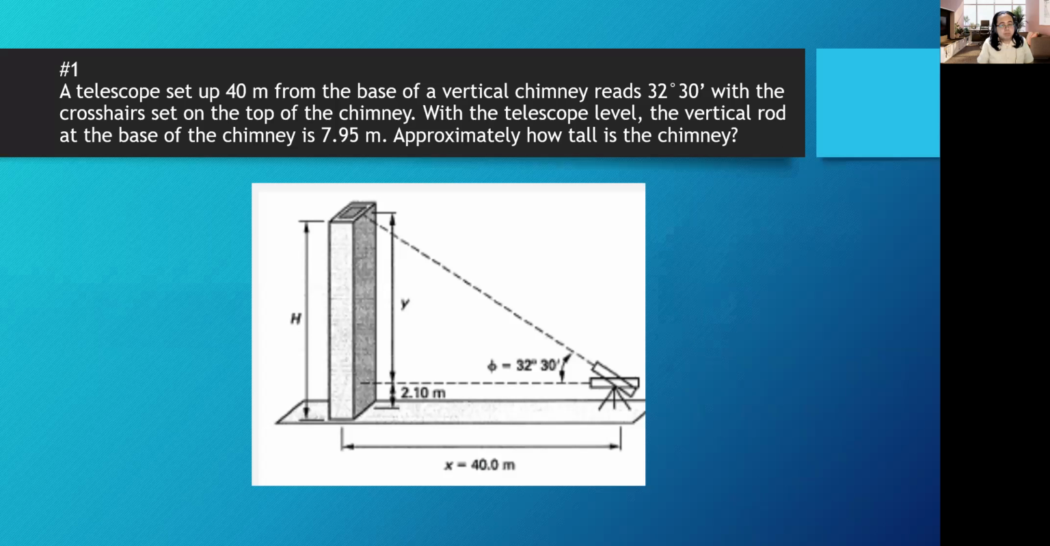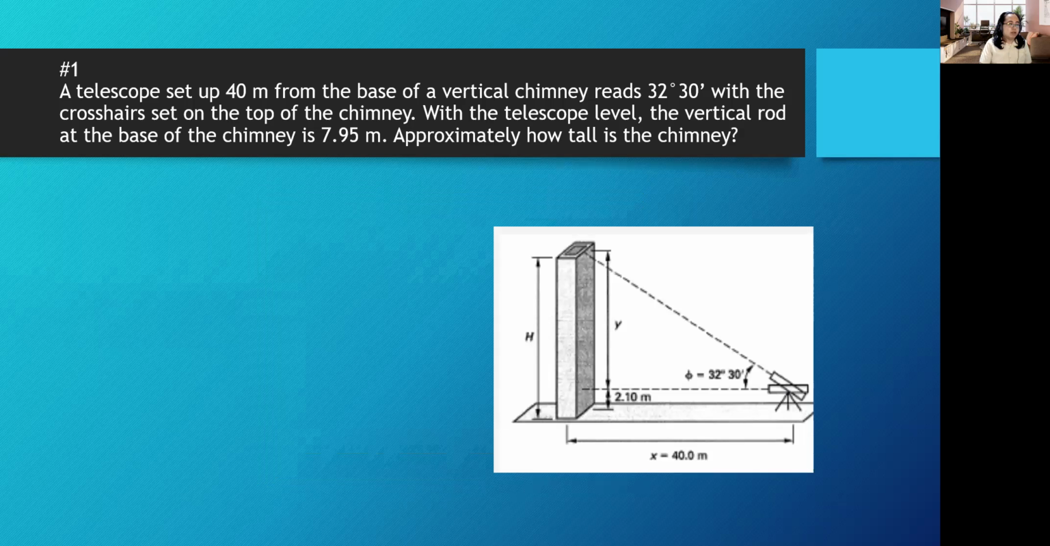So for our first problem, a telescope set up 40 meters from the base of a vertical chimney reads 32°30' with the crosshairs set on the top of the chimney. With the telescope level, the vertical rod at the base of the chimney is 7.95 meters. Approximately how tall is the chimney?